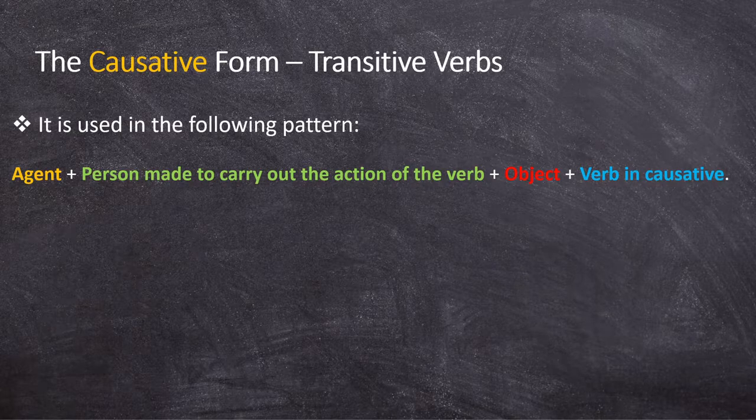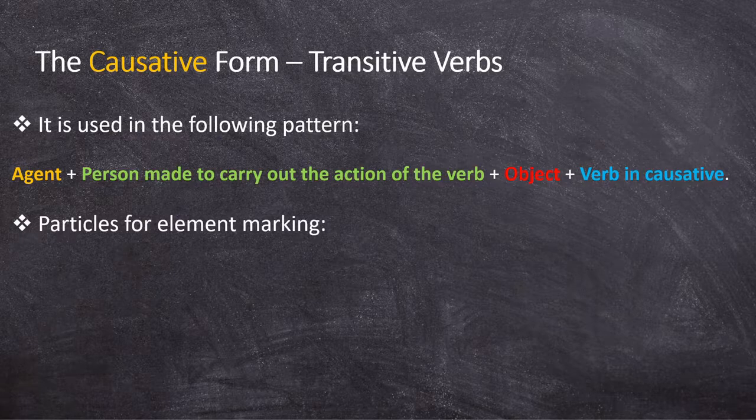As you can see here, we have four elements in our sentence, and that is the agent, whose role remains unchanged, then the person that is being made to carry out the action of the verb, then the object, and finally the verb in causative. Now, this sentence pattern here is just a rough sketch, and it's meant to provide you with the basic information regarding the sentence pattern, but you will see it come together and become clearer in our examples section of the video.